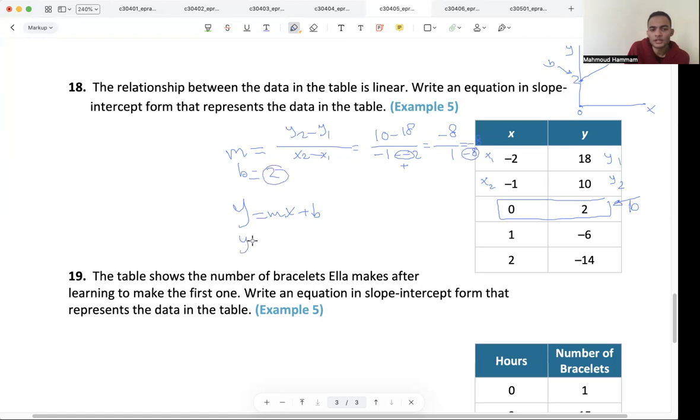So what is the equation? y equals -8x plus 2. Clear? So this is the tables.